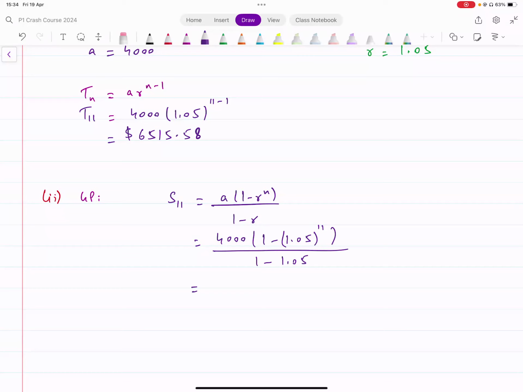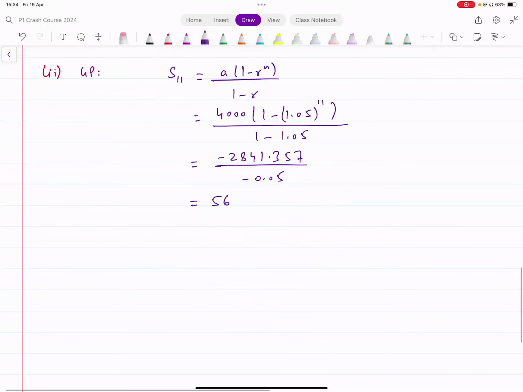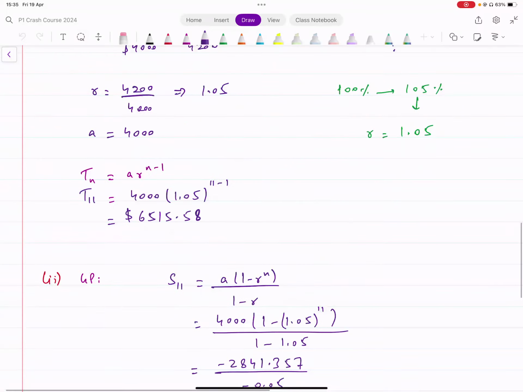1 minus 1.05 raised to power 11 in the numerator into 4,000. So in the numerator, I'm getting minus 2841.357 divided by minus 0.05. You can see what this number turns out to be. 56,827.15. Okay, thank you. This is what we get. This is the total of the grant value in all of those 11 years. Again, that's what we were looking for. Okay, I hope that makes sense.